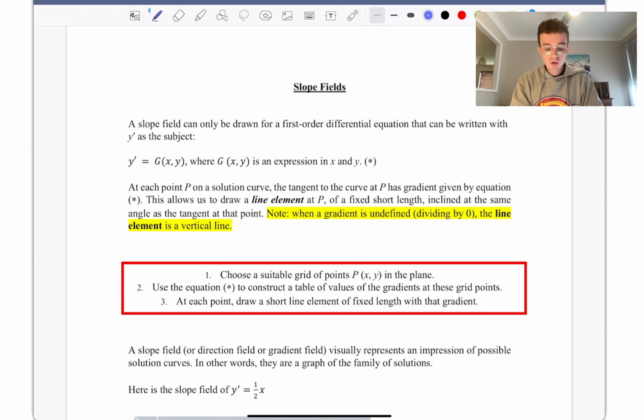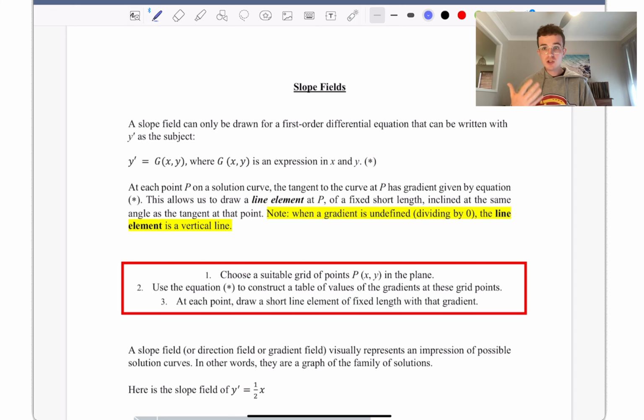Okay, today we're going to have a look at the idea of slope fields. Now, a slope field can be drawn for any first order differential equation that can be written with y dash as the subject. Now, each point P on a solution curve, which is a solution on a slope field, the tangent to the curve at P has a gradient given by the equation.